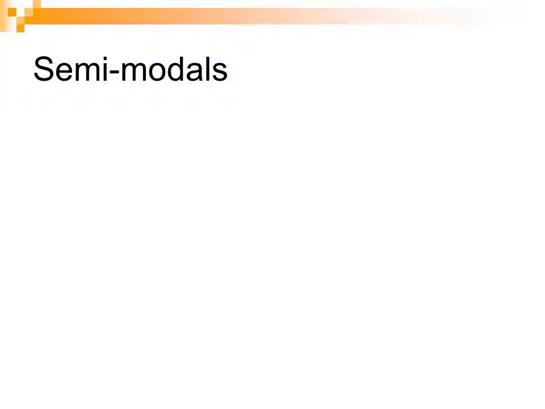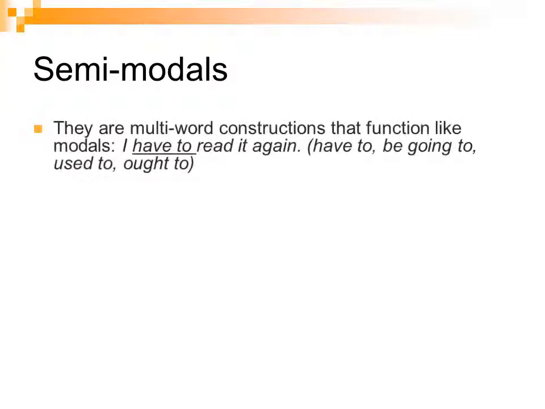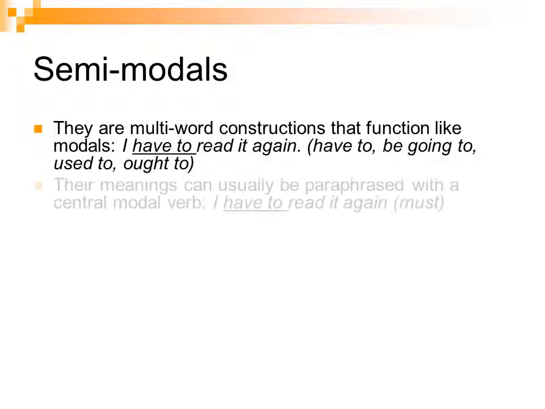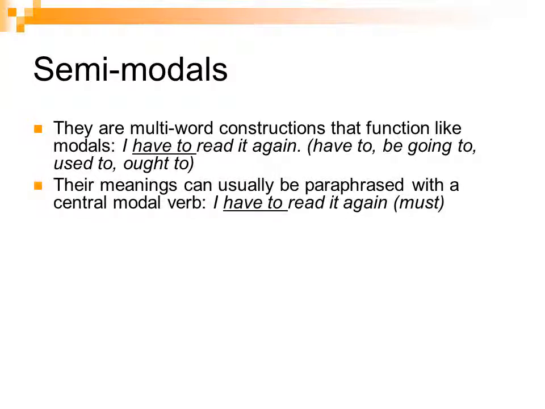We also have something called the semi-modals. And these are multi-word constructions that function like modals. We had one of those in the quiz, if you remember. I have to read it again. So there's have to, going to, used to, ought to. And oftentimes the meaning can be paraphrased using a central modal verb. I have to read it again. I must read it again. And the differences in meaning, it's interesting whether there really is a difference or not.